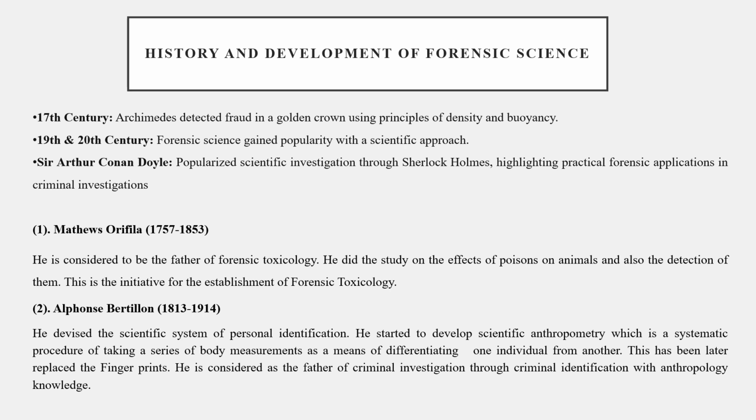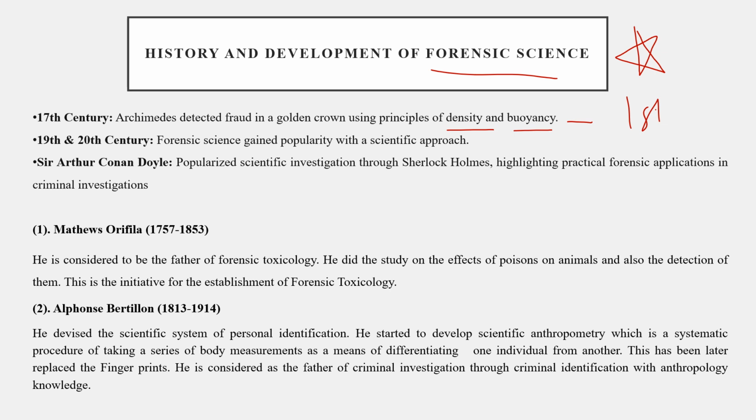Next, we have history and development of forensic science. This is a very important part. There are so many questions that come from this part. So you just have to learn it, but I'll read it out for you. So in the 17th century, Archimedes detected the fraud in a golden crown using the principle of density and buoyancy. It was the first ever reported case.